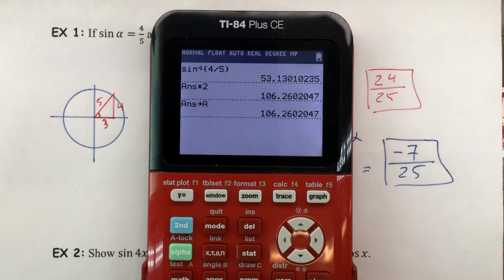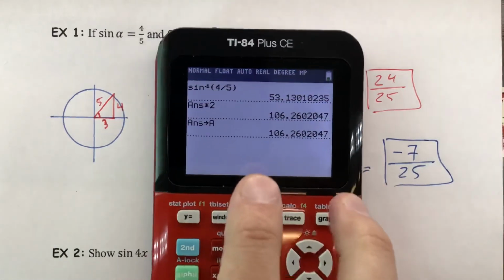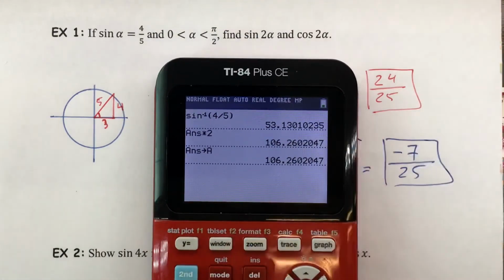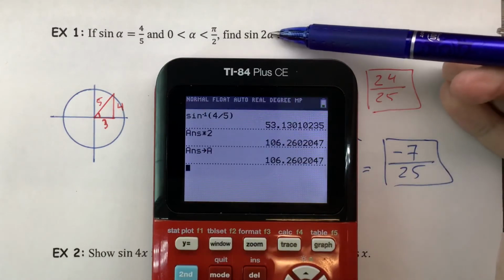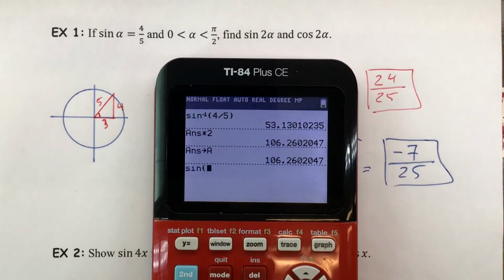Save this. That's my double angle. Remember, that's the double angle. All right, so now my claim here is that if I took the sine of that doubled up angle, so I'll just type in A, I get that value. And I believe that that's the same thing as 24 divided by 25.